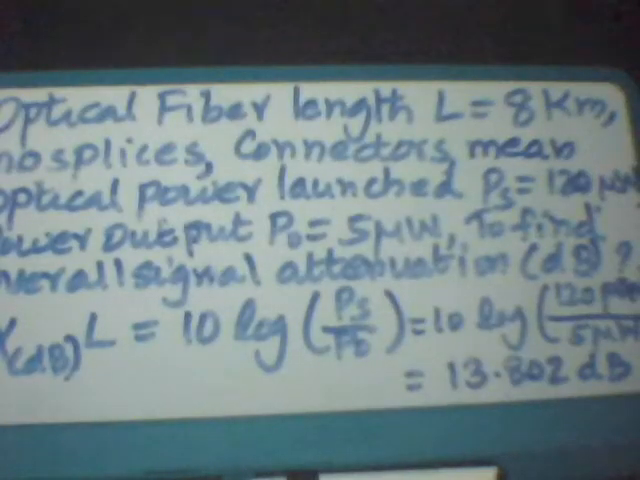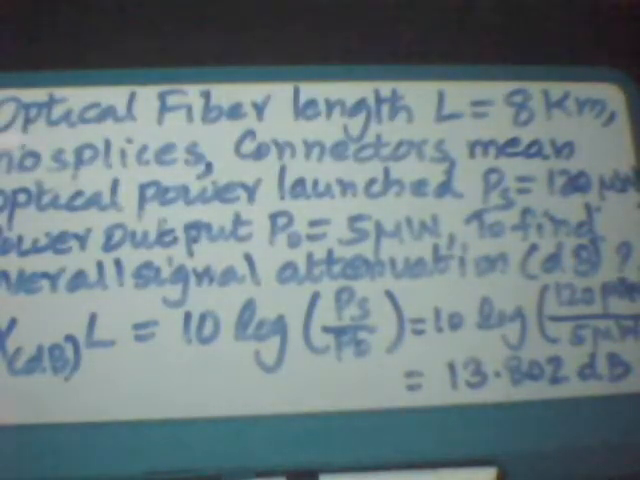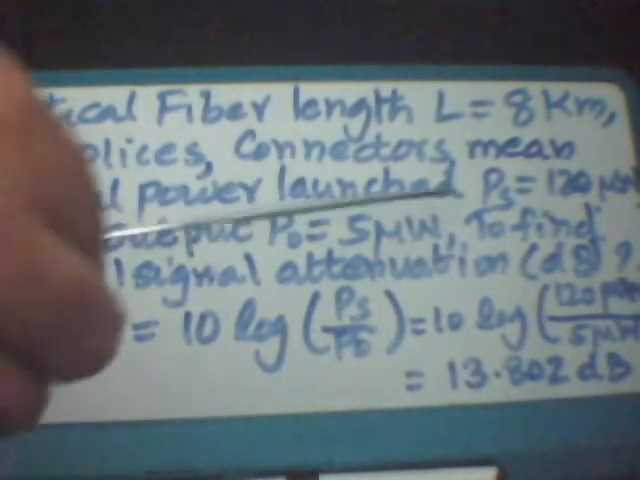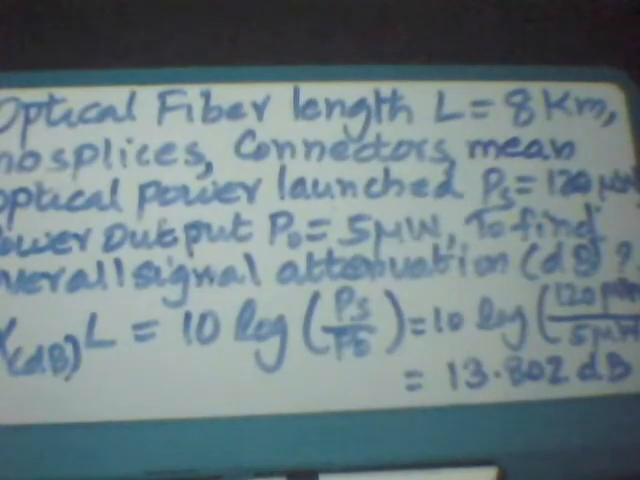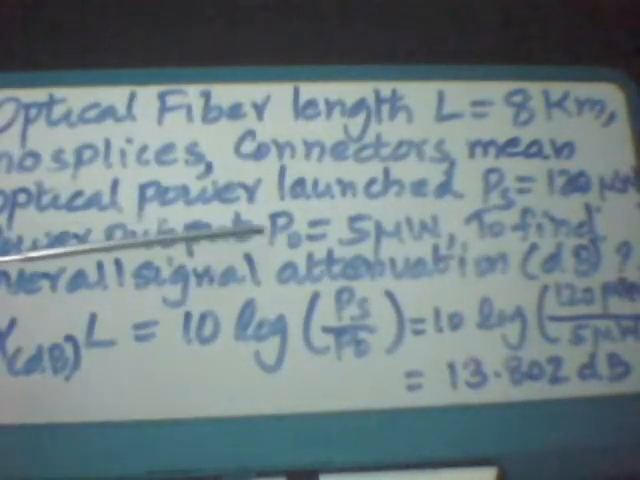We will try to solve some problems. We have an optical fiber of length L equal to 8 km, and there are no splices and connectors in between the 8 km. The mean optical power launched into the fiber, that is the input power, is Ps equal to 120 microwatt, and the power output P0 is equal to 5 microwatt. You are asked to find the overall signal attenuation in dB.